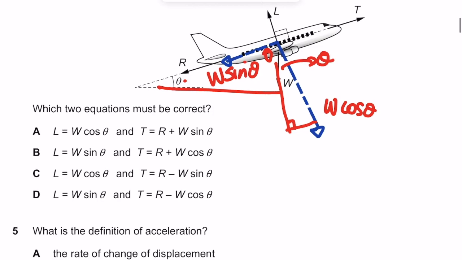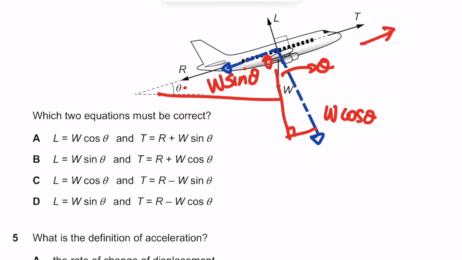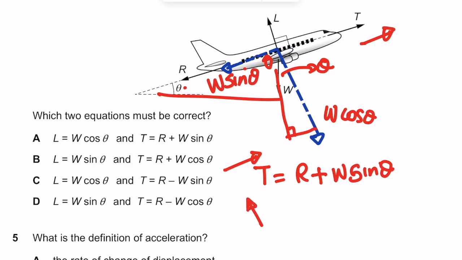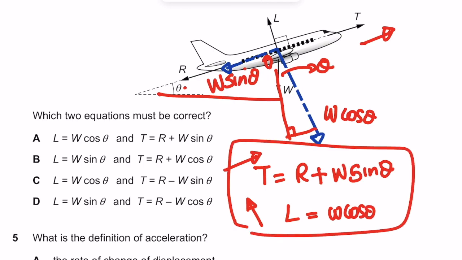And if the plane is not accelerating, the forces along the inclined angle should balance out, right? So T should be equal to R plus W sine theta. Again, this is along the inclined angle. In the perpendicular direction, L must be W cosine theta, right? Now let's check which one is the correct answer. L equals W cosine theta, that's right. And T, okay, answer is A.